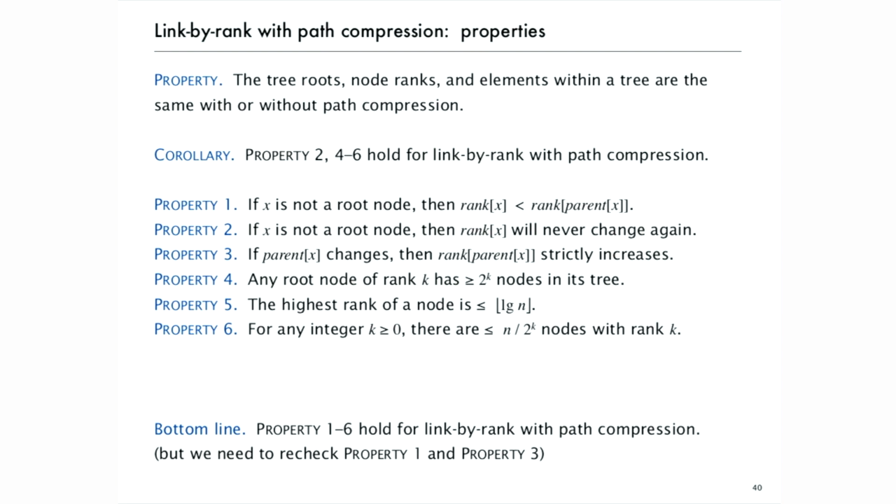Any root node of rank k has at least 2 to the power k nodes in its tree. What's wrong in the proof? Again, if its height was already larger, this property holds. If it is equal, then it already holds, right? I added 2 to the power k minus 1 plus 2 to the power k minus 1. There is no change in the proof. So the highest rank of a node is at most log n, because you can only make the rank smaller. And for any integer k greater than or equal to 0, there are at most n over 2 to the power k nodes with rank k.